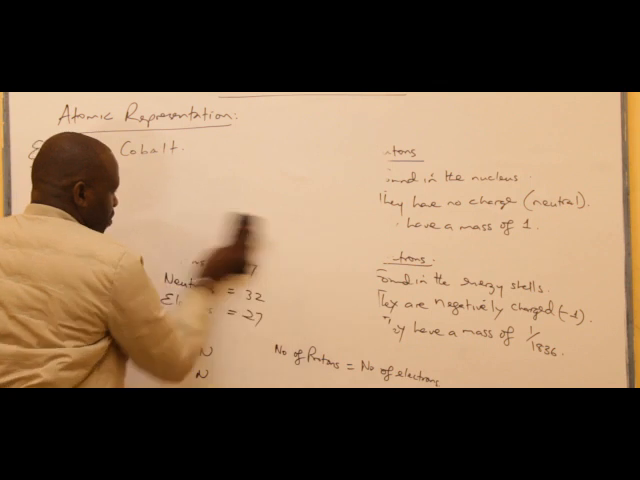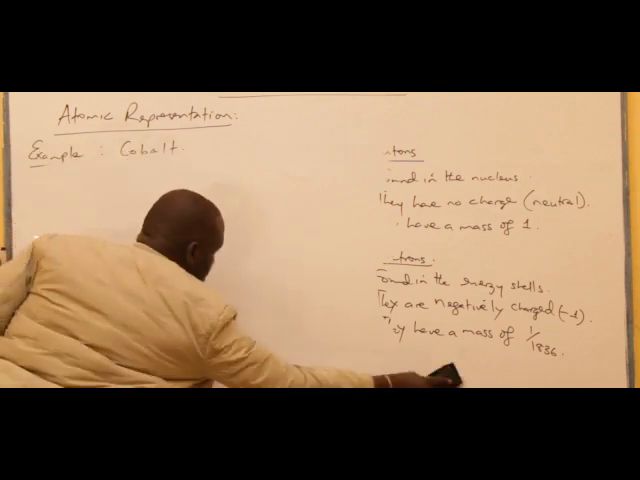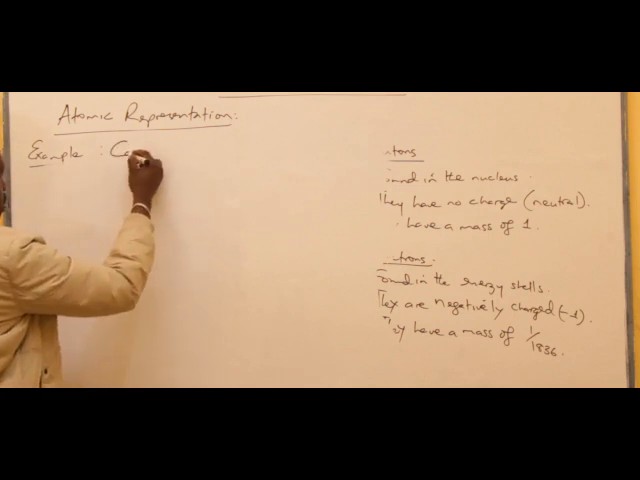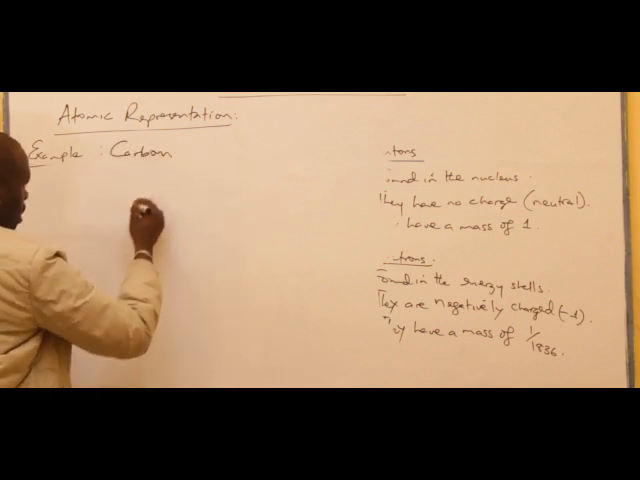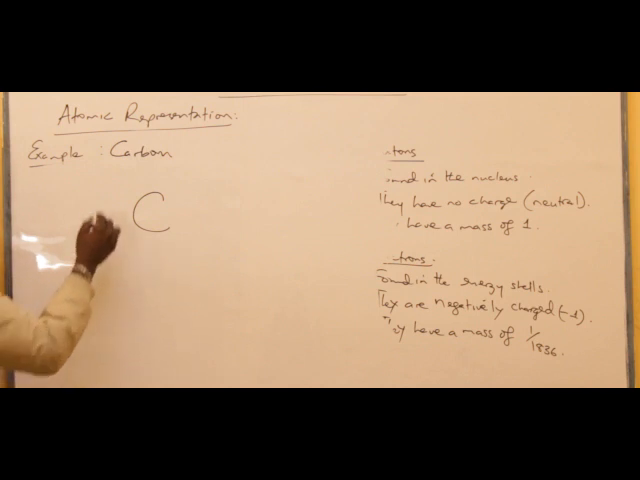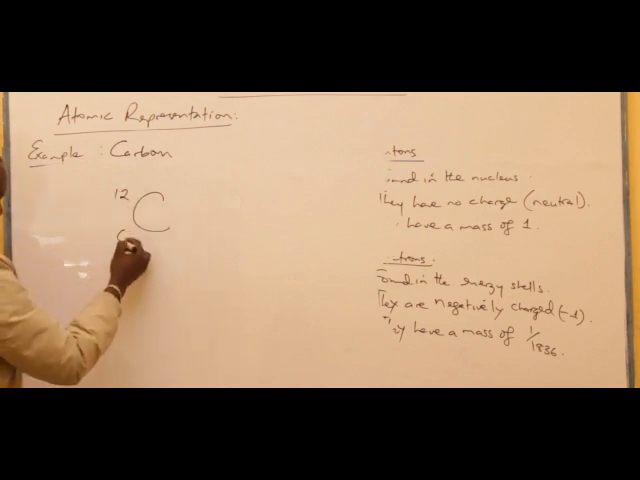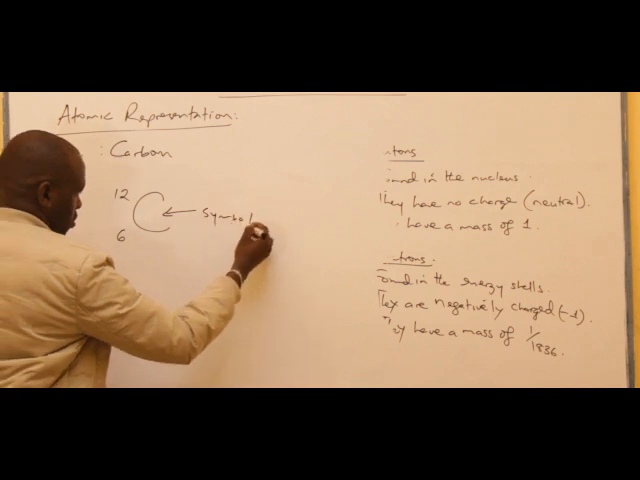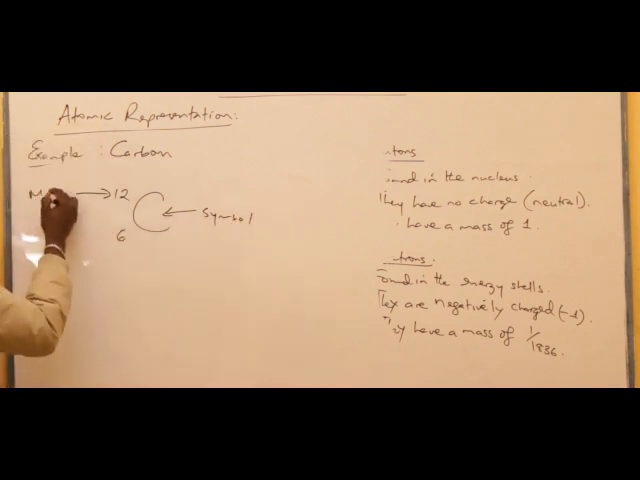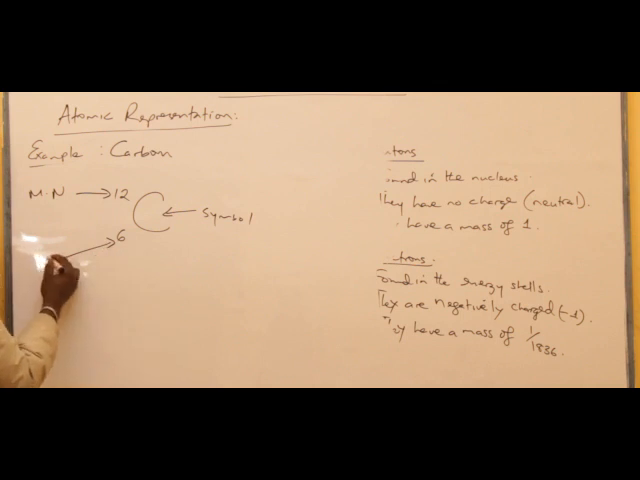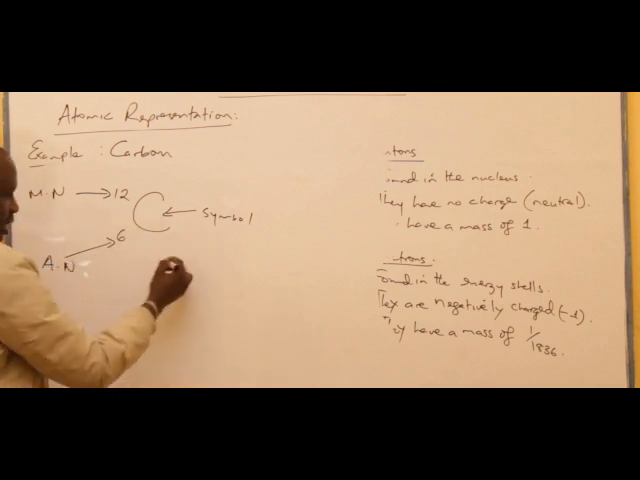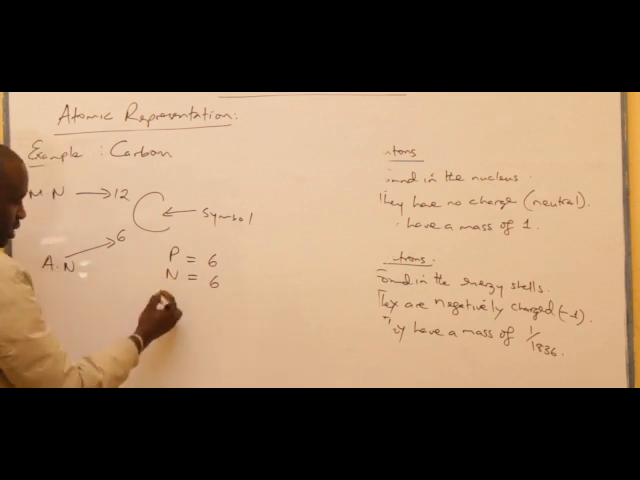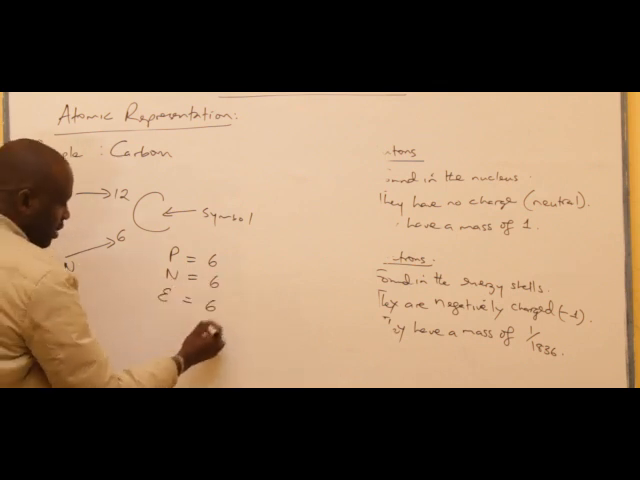I can give another example, let's say with an atom of carbon, for example. The symbol of carbon is C. The mass number of carbon is 12 and the atomic number is 6. So C is the symbol, 12 is the mass number, 6 is the atomic number. So in this case, the number of protons is 6. The number of neutrons will also be 6, and the number of electrons will also be 6.